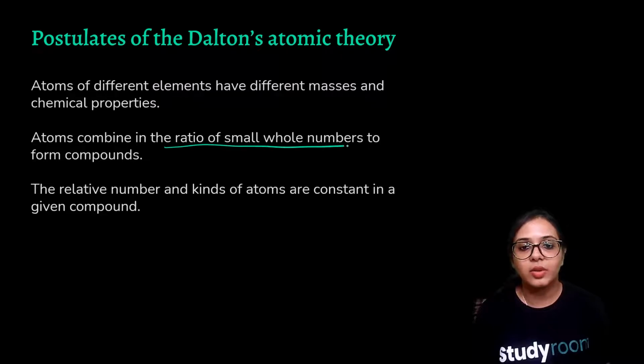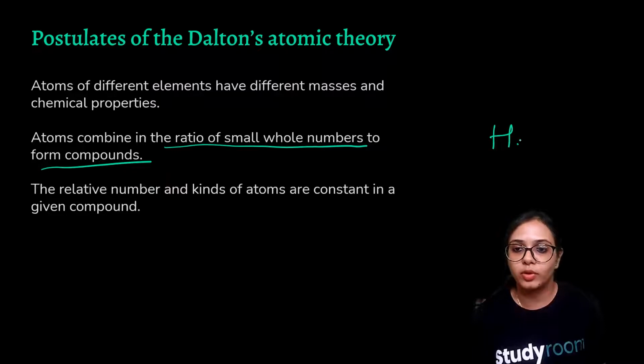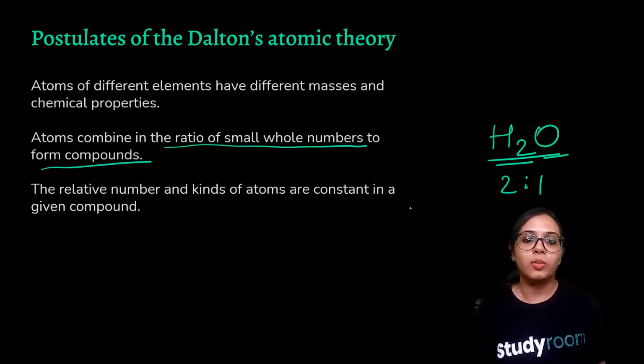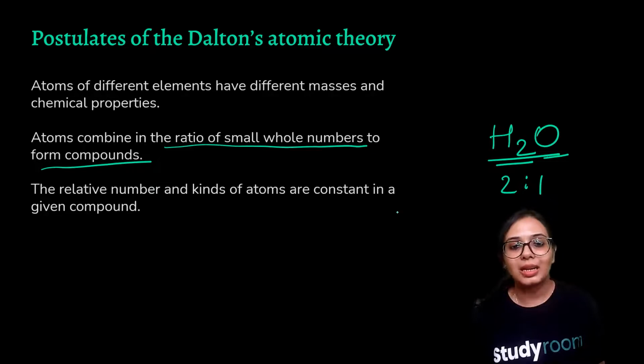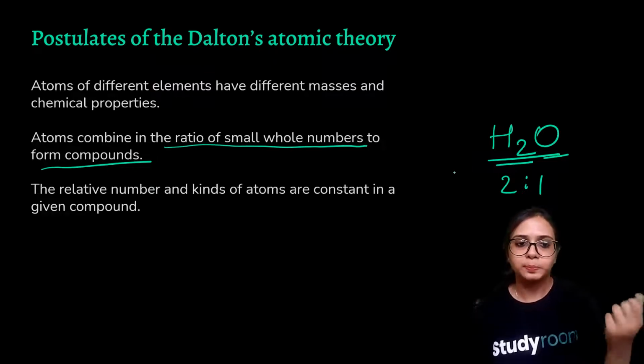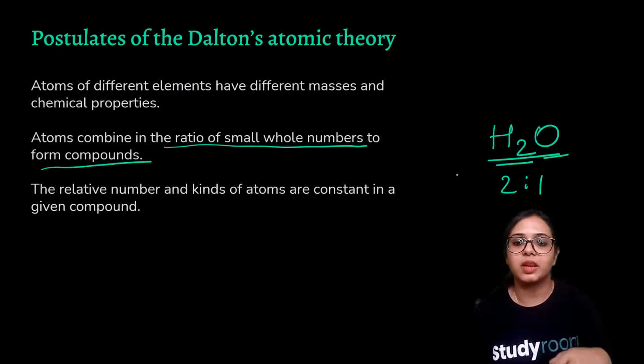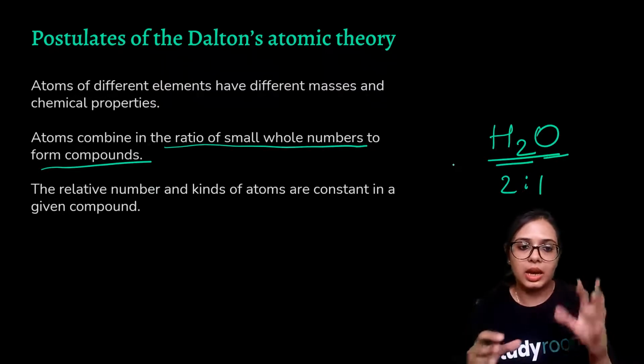This could demonstrate the law of constant proportions that I was telling you about. I was giving you the example of water, where two atoms of hydrogen combine with one atom of oxygen to form one molecule of water. So atoms combine in the ratio of small whole numbers to form compounds, and the relative number and kinds of atoms are constant in a given compound. So if we take a compound, for example water, the relative number and kinds of atoms, that is H2O, will be found in all the molecules of that water.